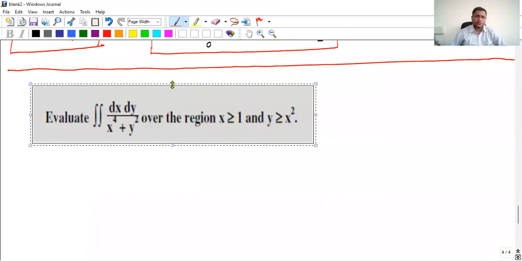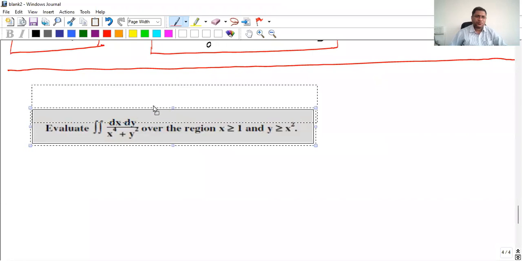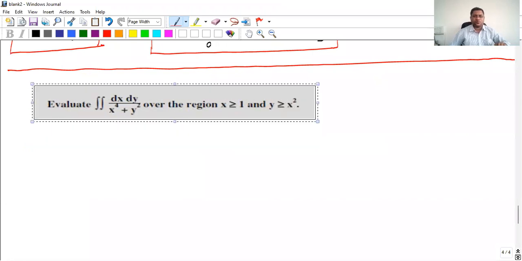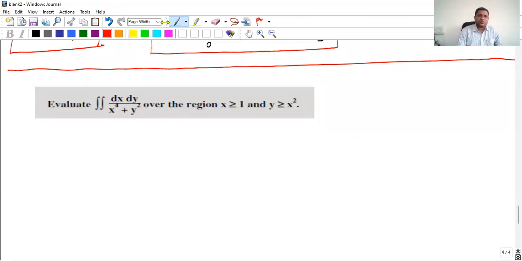Are you able to see this? Are you able to see this example? Yes, sir.